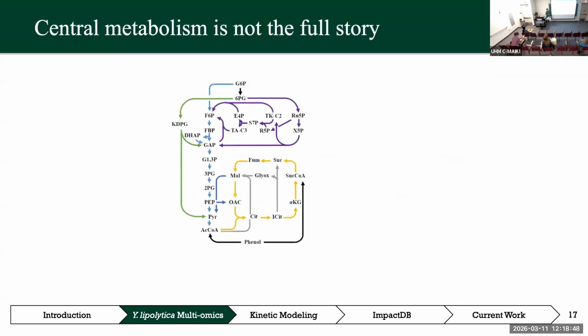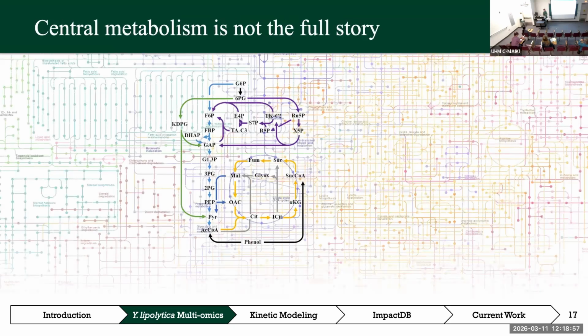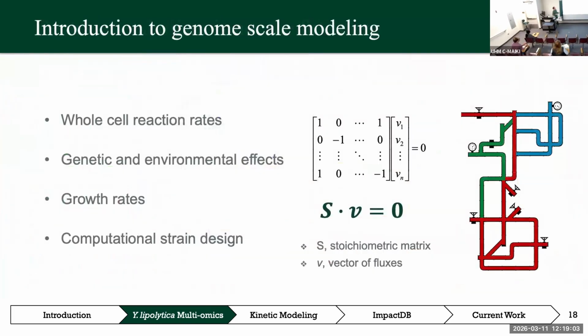Okay, so far I've been talking about these about 50 reactions which we call essential carbon metabolism, but there's a lot more. So in order to tell the full story, we need to use a bigger metabolic model. These are called genome scale models.